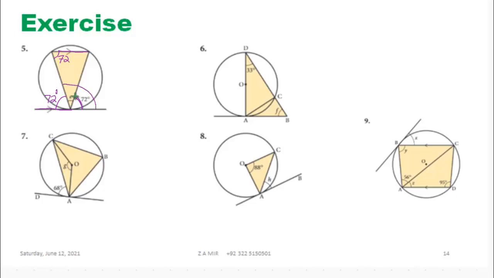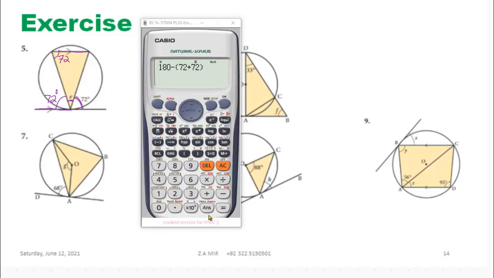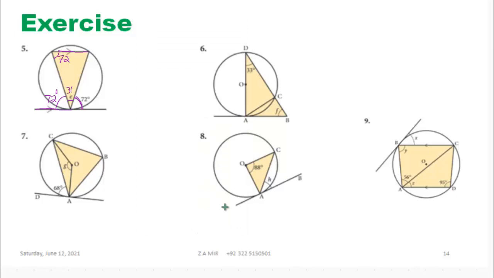And this whole angle is 180 degrees, because the angle on one side of a line is 180. Therefore, if we subtract 72 and 72 degrees, the sum of these two angles, from 180, we will get this angle, which is angle E or C. And the answer is 36. So therefore, this angle is 36.